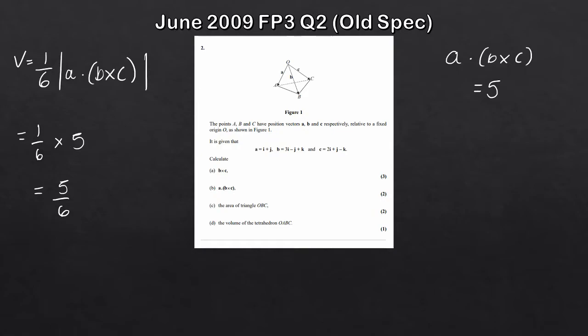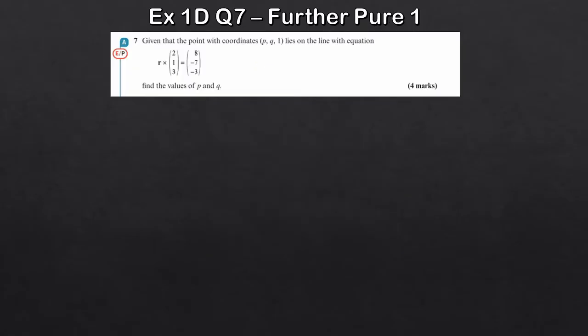So like you can see, a lot of the time they will kind of help you through it. They'll hold your hand through the question by structuring up to it. So quite a nice question there. So let's move on to something a little bit different. Again, going back to the textbook now, exercise 1B question 7.